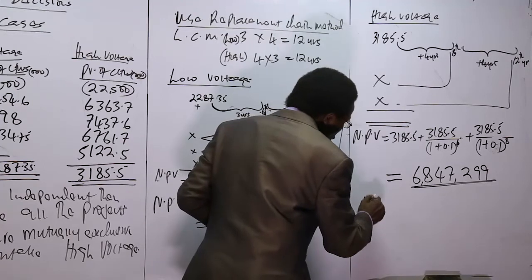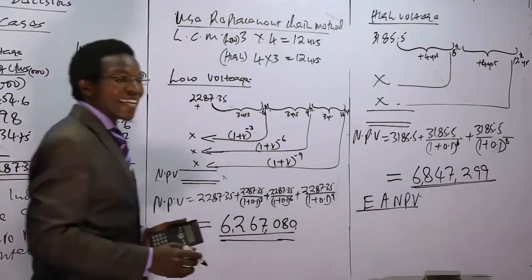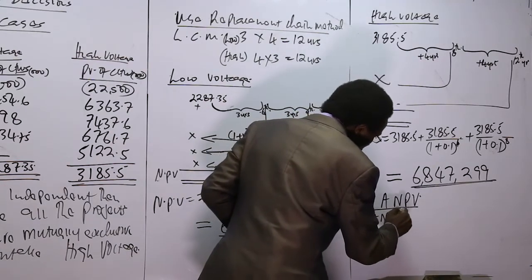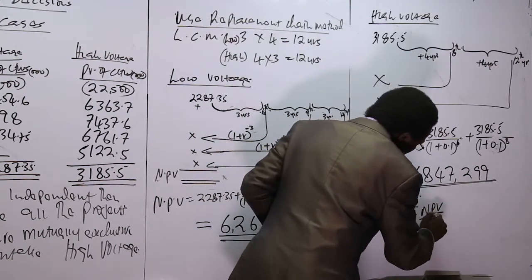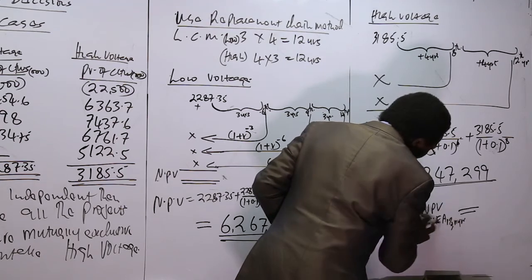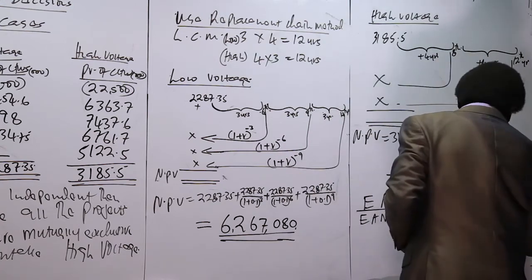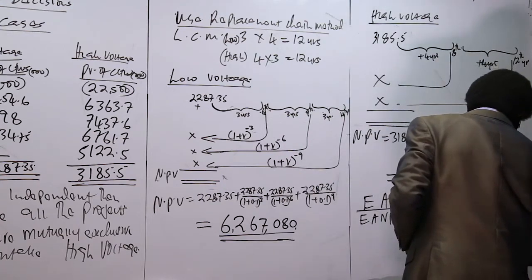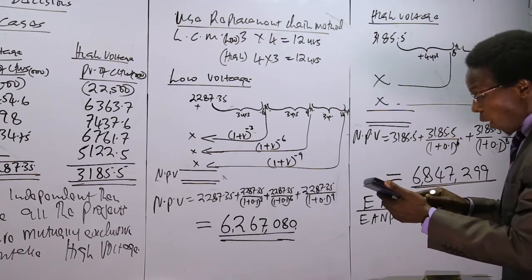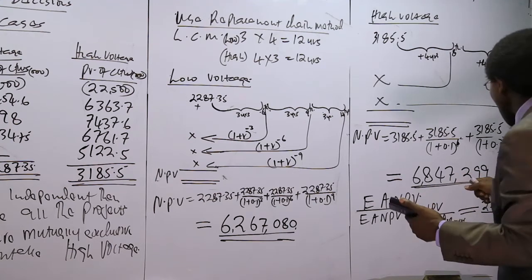How about the equivalent annuity NPV? In the equivalent annuity NPV, we simply get the NPV over the present value interest factor of an annuity, r percent, n years. And in this case, remember friends, our NPV is 2287.35. You divide it by the present value interest factor of an annuity at 10%. So 1 minus 1.1, no, 10%, raised to how many years are those?